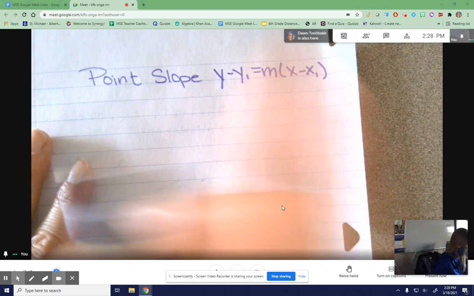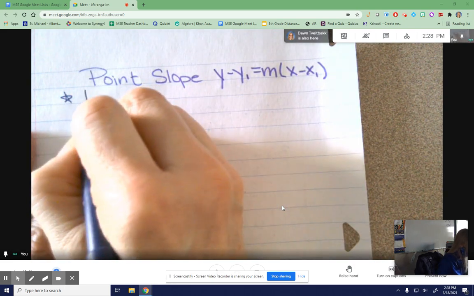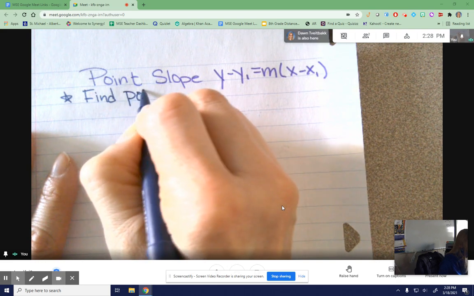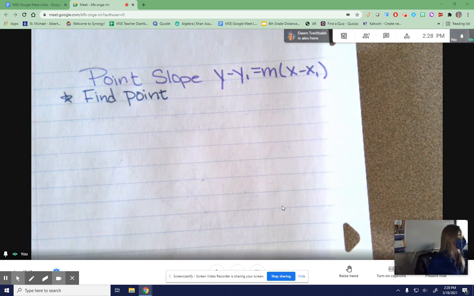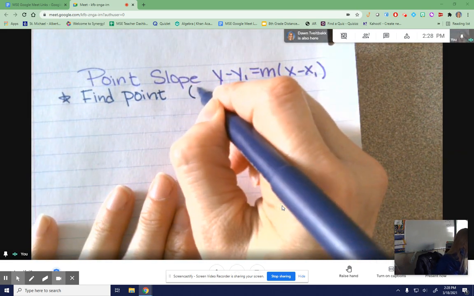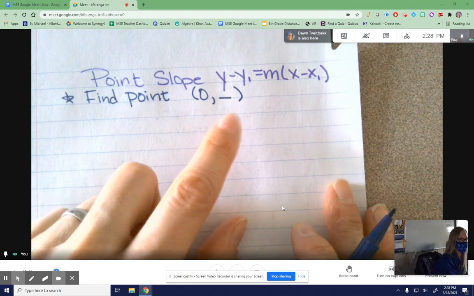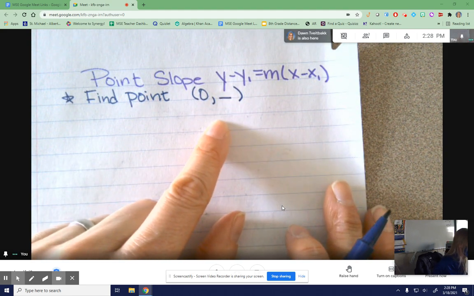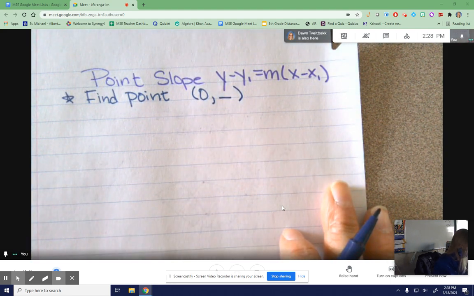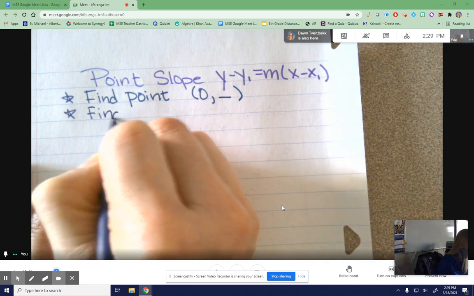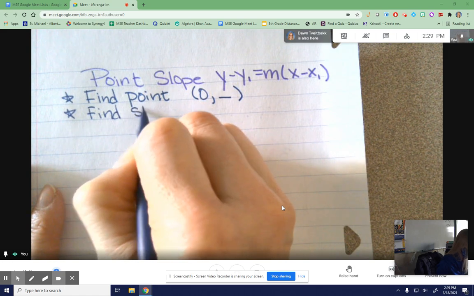So all you need to do is find a point. And when you're working with all the equations that we have, the point you're going to find will be this one, 0, blank. You're going to find the y-intercept, okay? And you're also going to find the slope.